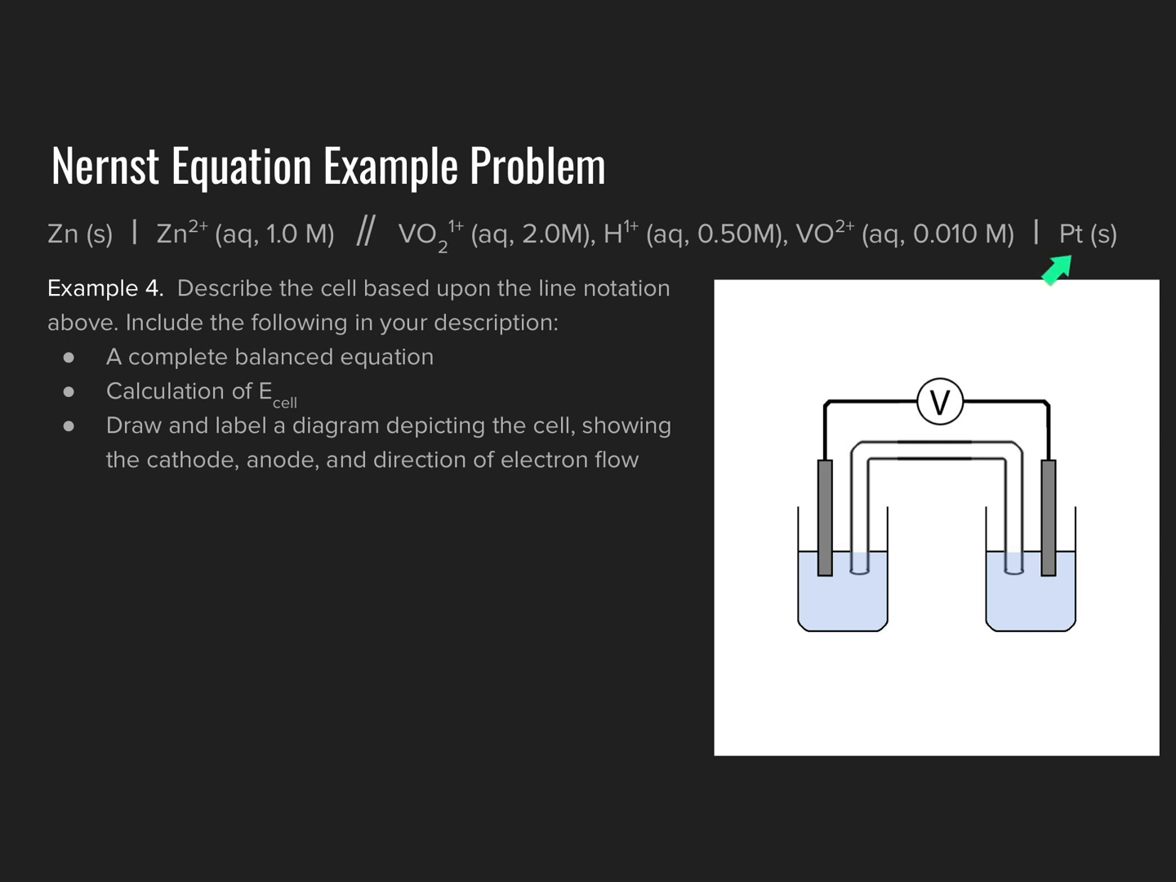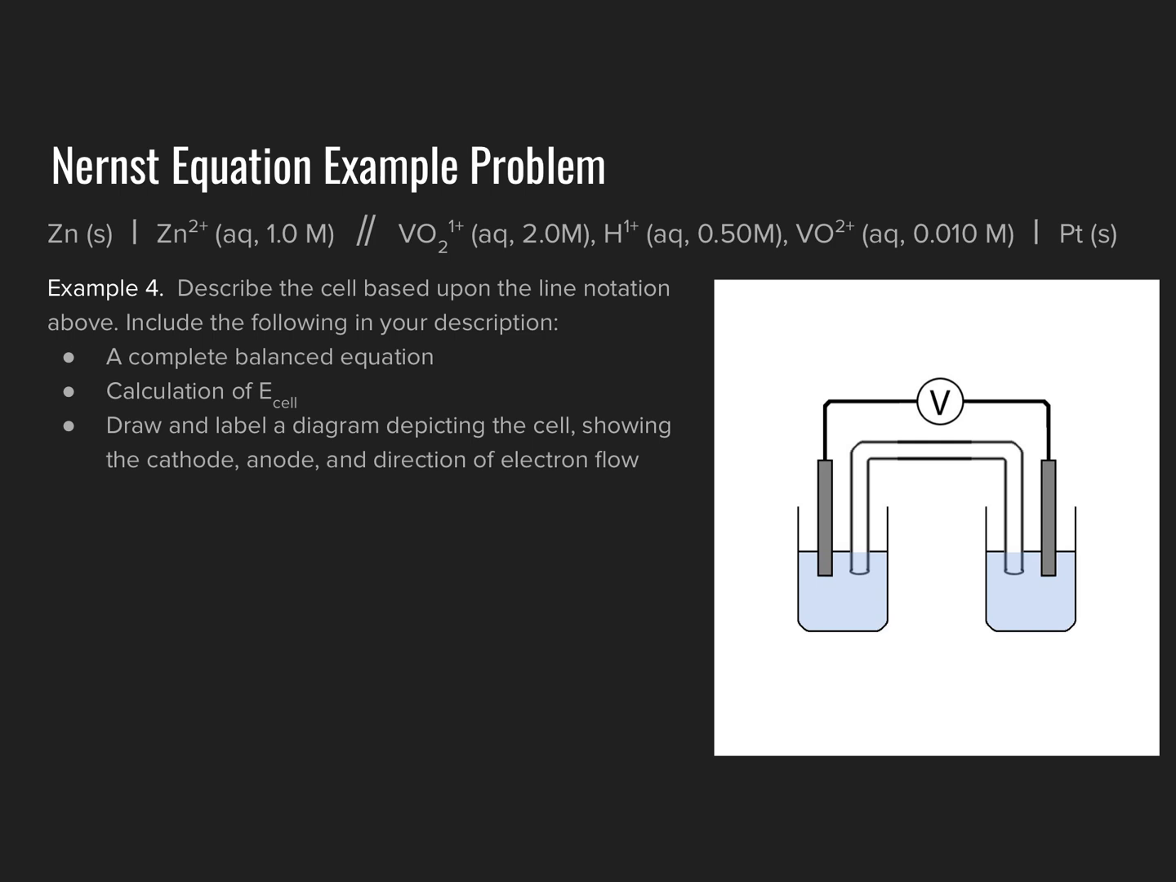And then within the solution, we've got a variety of different species, including VO2 1 positive, a polyatomic ion there in concentration of 2.0 molar, hydrogen concentration of 0.50 molar, and the VO2 positive ion, whose concentration here is given as 0.010 molar. And based upon this cell notation, we're going to ask you to write and completely balance a chemical equation describing the cell.